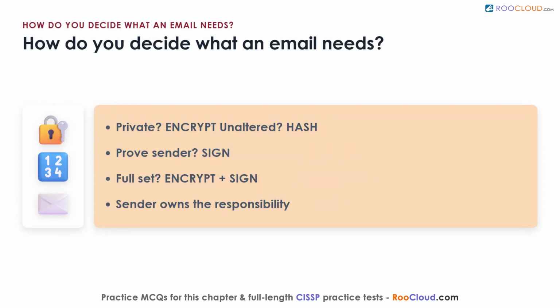So how do you decide what security an email actually needs? Match the protection to the requirement, and do not overbuild. Start with a simple decision tree. If the message must stay private, encrypt it. If it must not be altered, hash it. If the recipient needs to confirm who sent it and that the sender cannot deny it, apply a digital signature. And when you need the full set, confidentiality, integrity, origin authentication, and non-repudiation, you both encrypt and sign the message. Remember that the sender owns the responsibility for putting the right mechanisms in place. Choose the lightest combination that meets the actual need.